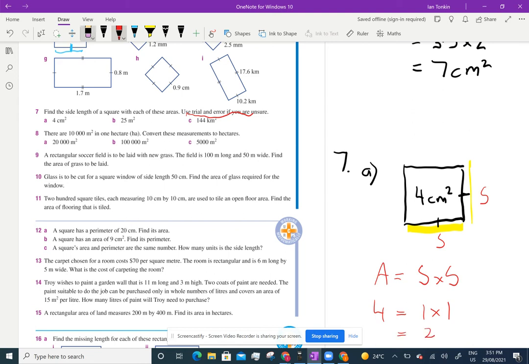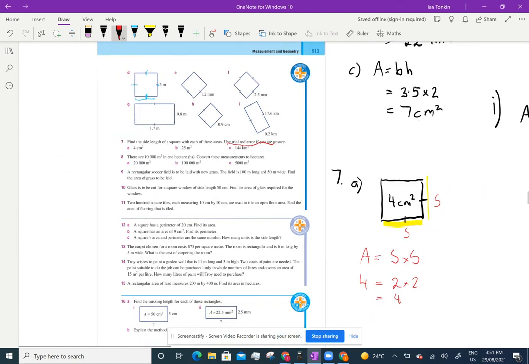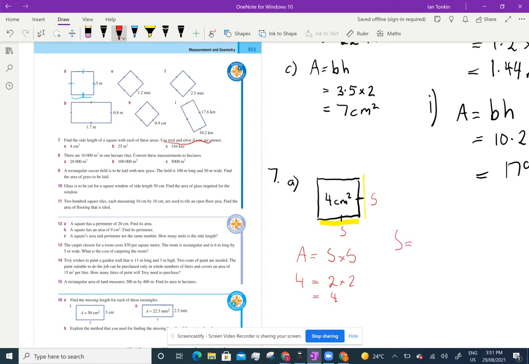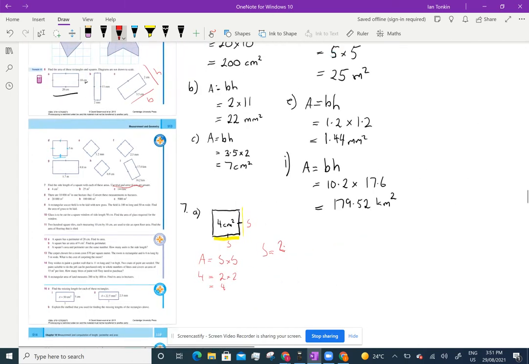That's no good. What about 2? 2 times 2, well, that equals 4. So the side length is 2. Now, you're really lucky because we're mathematicians and we have a function on our calculator that tells us when two numbers multiply by each other to equal a number.